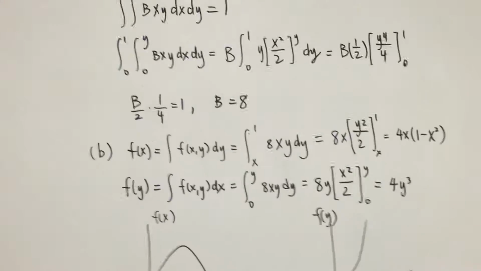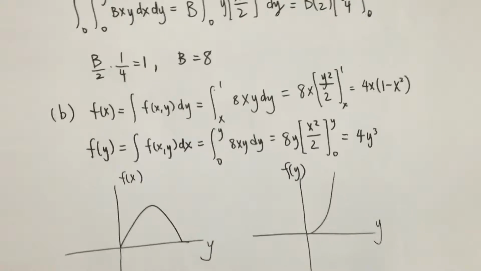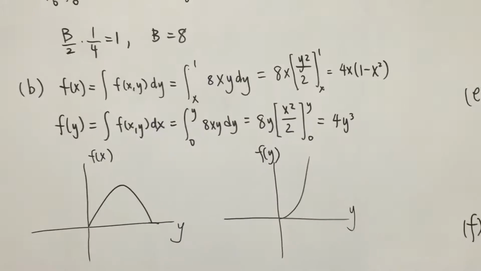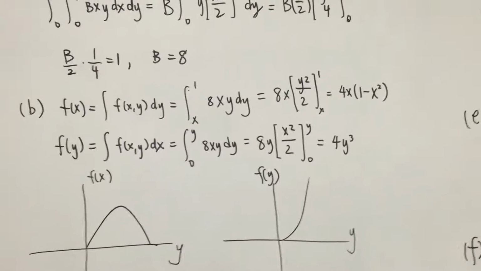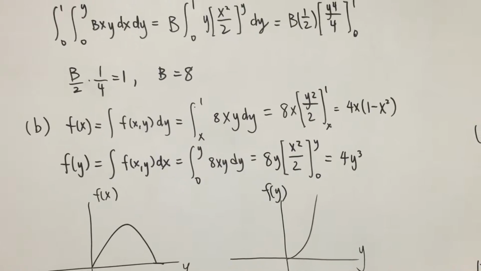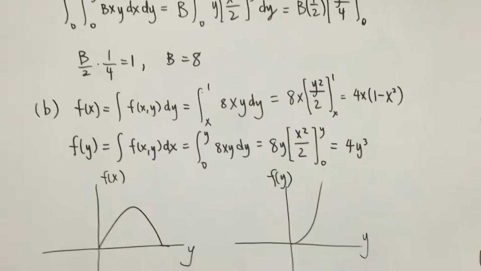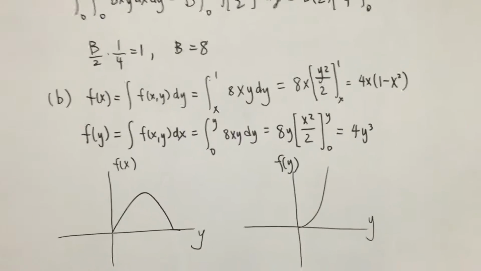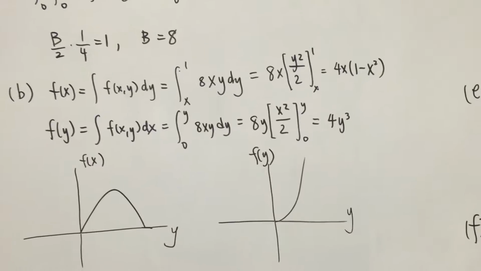Number 2 says find and sketch the marginal density functions, small f of x and small f of y. For small f of x, you do the integral of f of x and y with respect to dy, with bounds from x to 1, and the answer you get is 4x times (1 minus x squared). Similarly for f of y, you do the integral with respect to dx, with bounds from 0 to y, and the answer you get is 4 times y cubed.